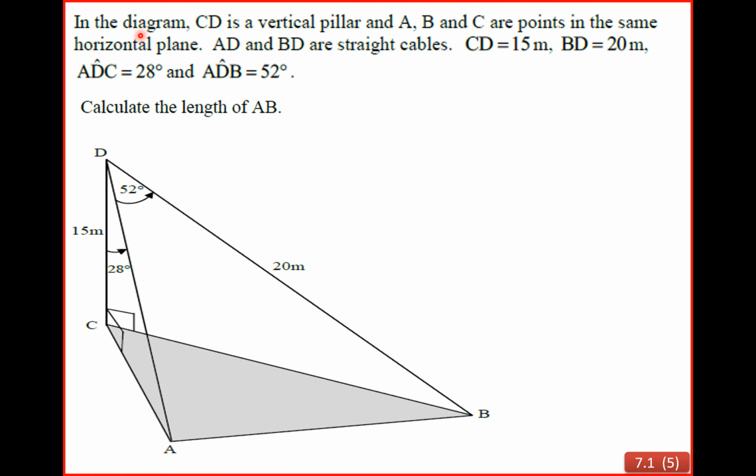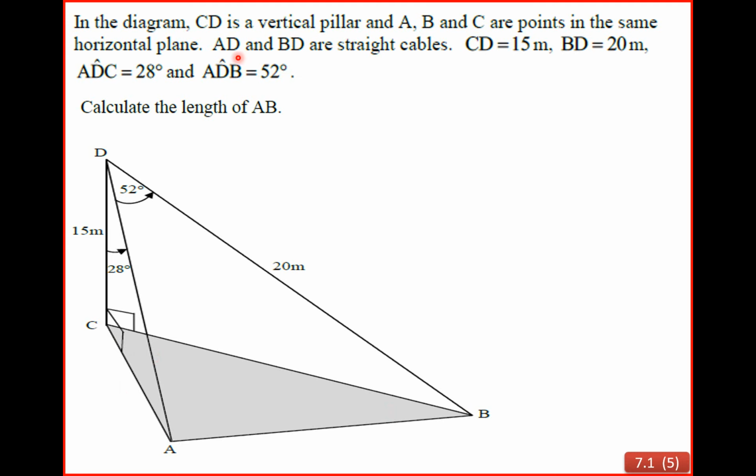It says in the diagram, CD is a vertical pillar. So there's our vertical pillar, CD. A, B, and C are points in the same horizontal plane. A, B, and C sitting on the ground. That is your horizontal plane.